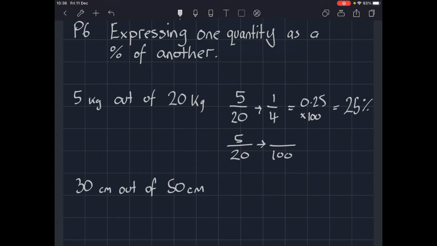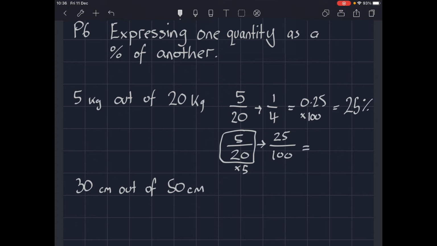So what do we times this first fraction by to end up with 100 on the bottom? So something times 20 gives you 100. So in this case it's 5. 5 20p's make a pound. So 5 times 20 is 100. 5 times 5 is 25.